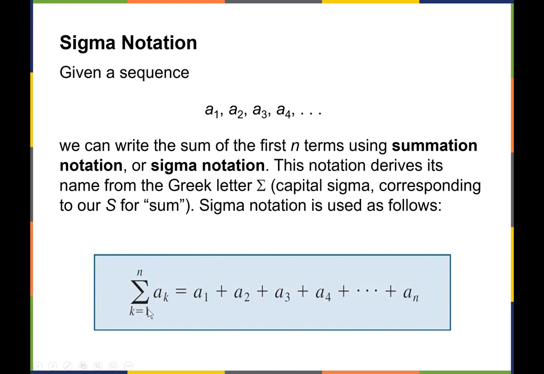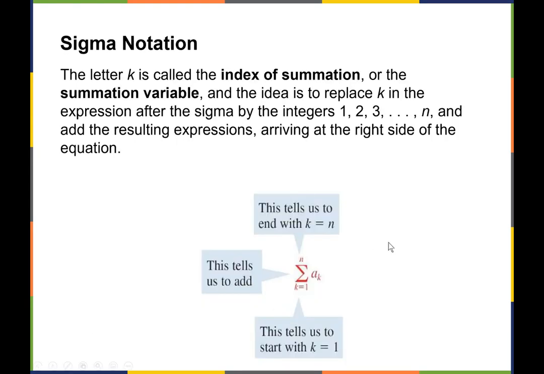This says we're going to sum the sequence a_k from k equals 1 to the value n. So it's equal to a1 plus a2 plus a3, etc. Let's talk a little bit more about the different parts of the notation. The letter k down here is called the index of summation or the summation variable, and that's the value that changes. It starts with 1, and it's going to go all the way to the value of n. The idea is that you replace each of these values in your k over here. So first it's valued at 1, then it goes to 2, all the way up to n. The sigma tells us to add these all together.